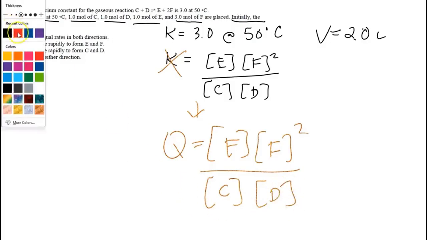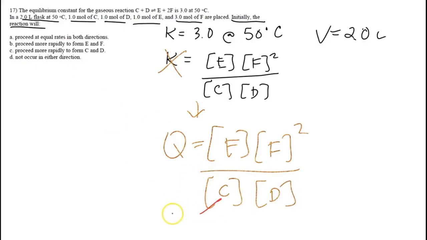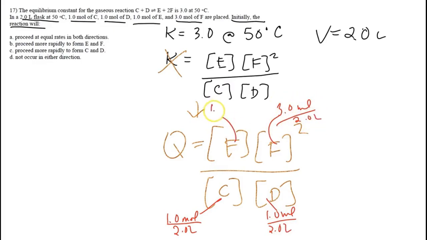Because these are all considered initial amounts, I'm going to take my 1.0 moles here divided by 2.0 liters. I'm going to take my 1.0 mole here divided by 2.0 liters. I'm going to take my 3.0 moles here divided by 2.0 liters. And I'm going to take my 1.0 mole here divided by 2.0 liters. That way, I can figure out the concentrations of each of these species initially, because that's what they gave me. And because I'm talking about initial amounts, something outside of equilibrium, I'm talking about Q.